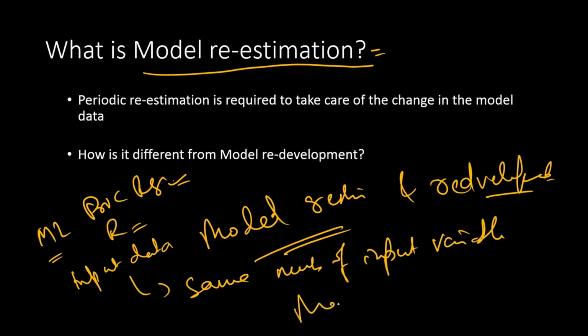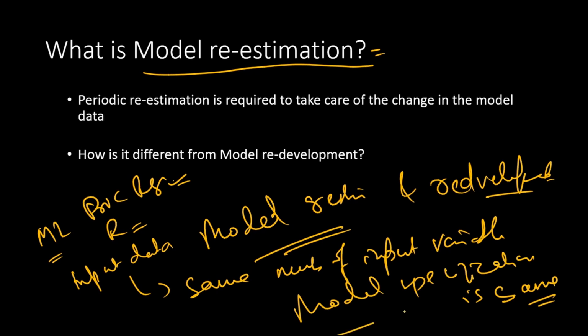So the model specification is the same. Only there is a change in the data, and you are estimating it again. Whereas model redevelopment means there will be changes in the data, as well as changes in the input variables, and there will be more transformations. There will be some variables which will go out of the model, some new variables which will come in. So that's model redevelopment. And how are they different, when do you want to do it?